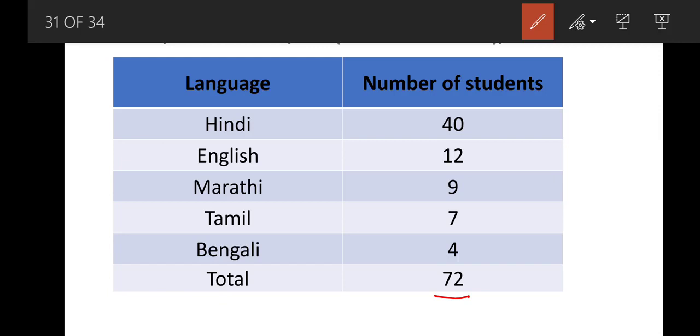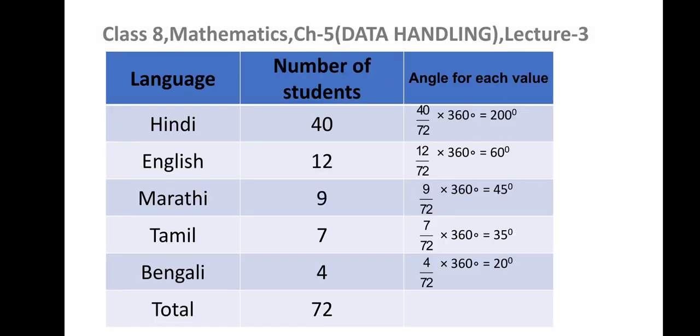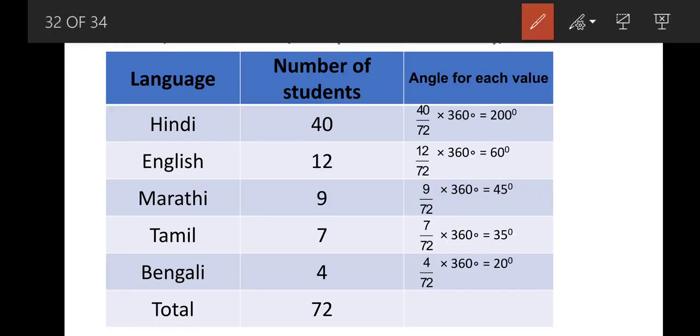Then you need to find the angle of sector for every value. For Hindi language, how will you find the angle? It will be 40, total is 72, into 360 degree. You will be able to get the answer. Likewise, for every language, you need to find the angle. This is what I am showing you in the next slide. You will be getting 40, total is 72 into 360 degree. So the angle will be 200 degree.